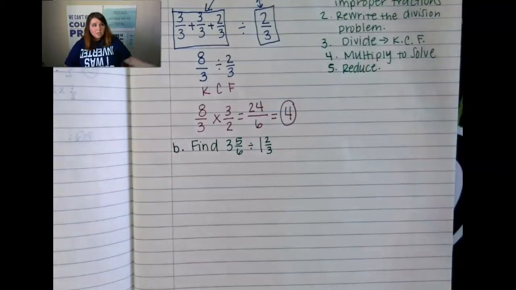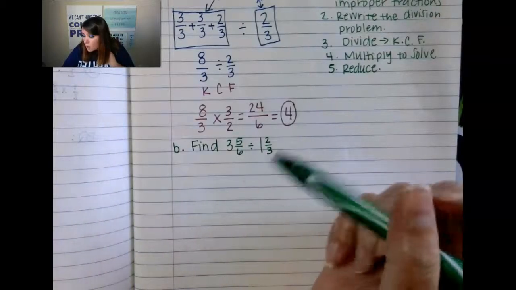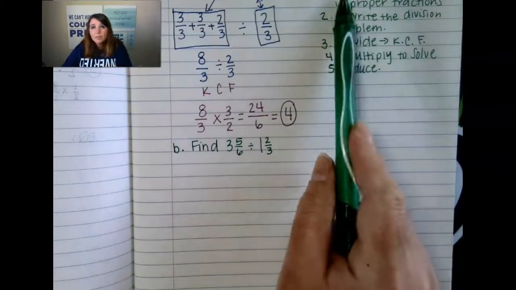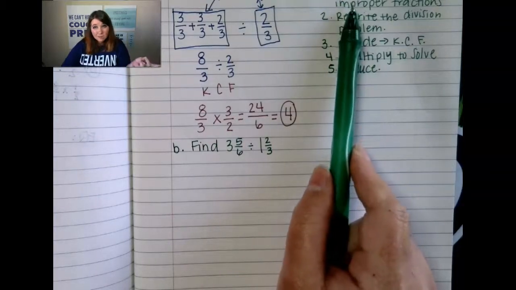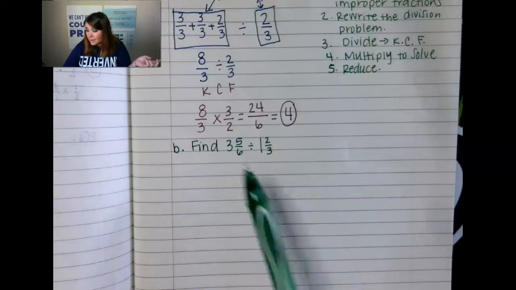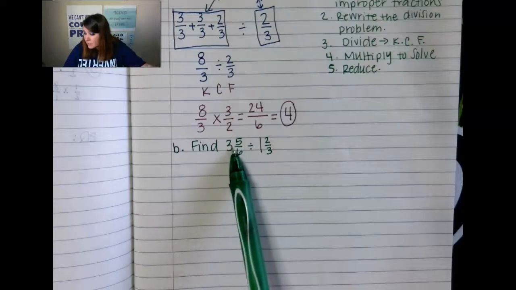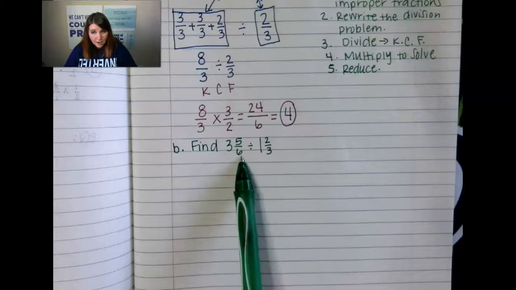So I need to go and divide this. My first step, if I look back up here, was I had to get rid of my mixed numbers. So I need to think back 2 lessons, or I can look straight up here. So I need to get rid of this 3 and make it an improper fraction. The way that I'm going to make this an improper fraction is I need to figure out this 3 and this 6.